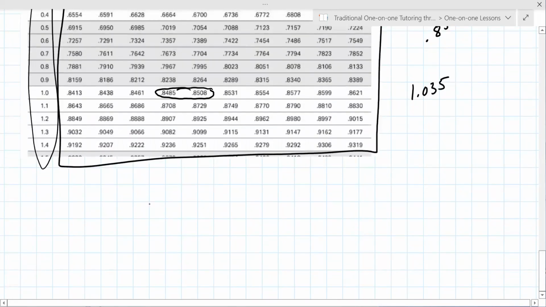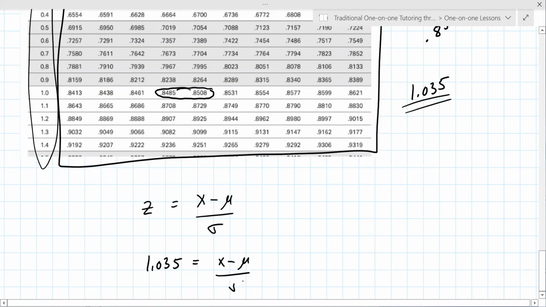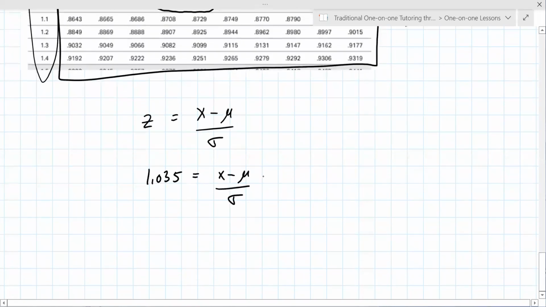You have this formula: Z equals X minus mu over sigma. You've seen that before? So this is a Z value we just found. We're saying 1.035 equals X minus mu over sigma. Then you want to rearrange this equation. You multiply both sides by sigma, so 1.035 sigma equals X minus mu.